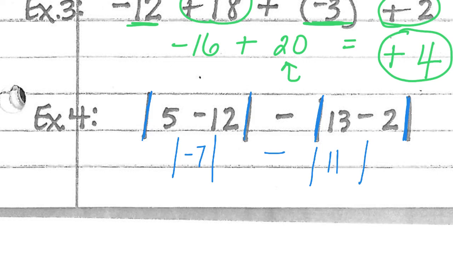Now, we do have to find the absolute value of each. The absolute value of negative 7 is 7. The absolute value of 11 is 11. And if you want to show add a negative, that's fine. Add a negative. So we have a positive 7 added to a negative 11. We're going to take the sign of the larger and subtract. 11 minus 7 is negative 4.